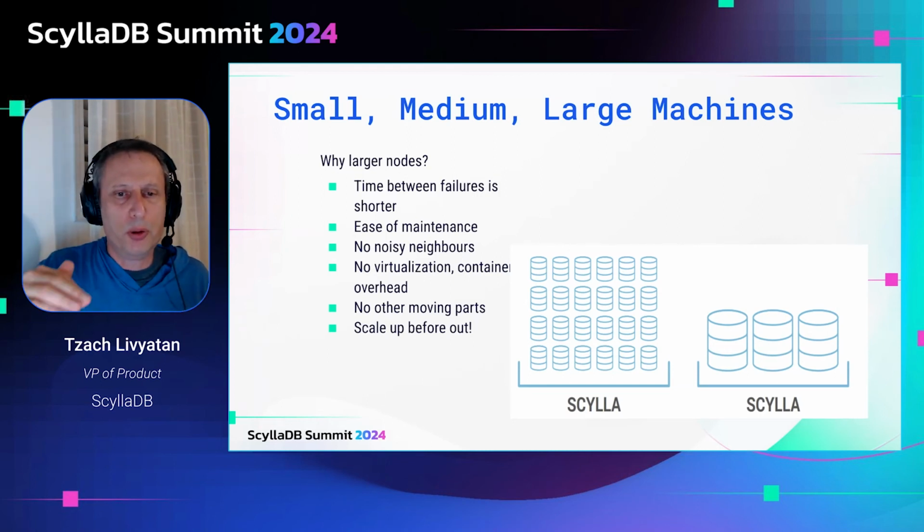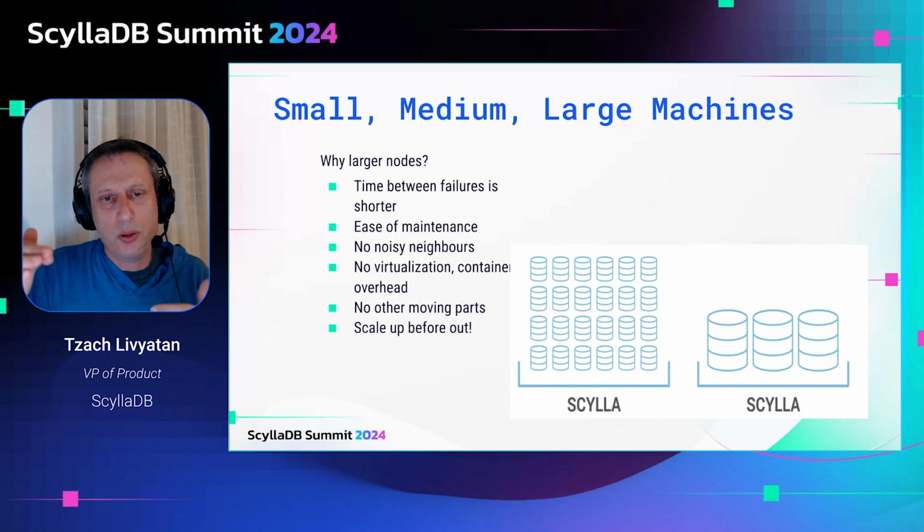So if you deploy Scylla on 16 cores and then on 32 cores, you get exactly twice the performance. And if you go twice the cores again, twice the performance. Since each core is an independent shard, there is almost no interaction between the cores, and you can actually scale with the number of cores in a very efficient way.